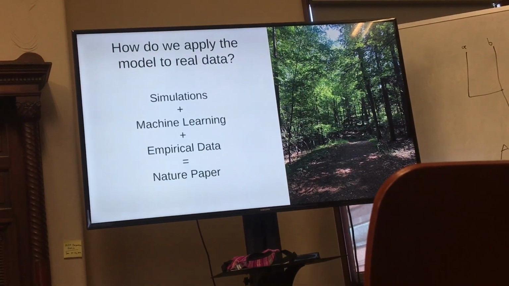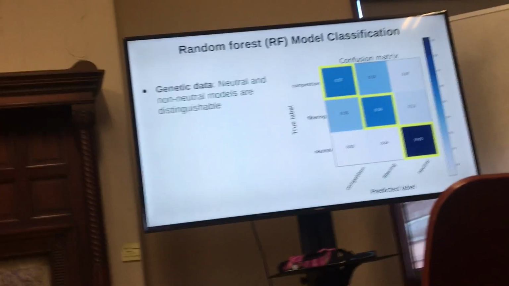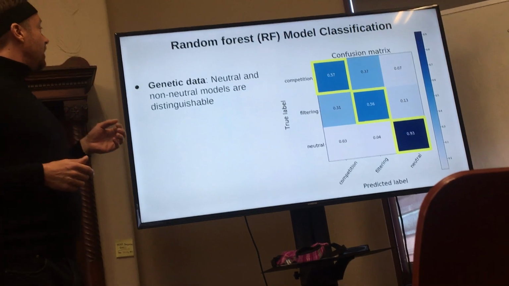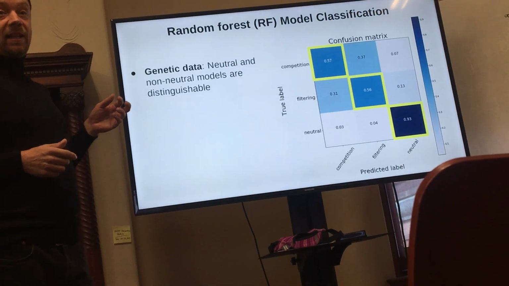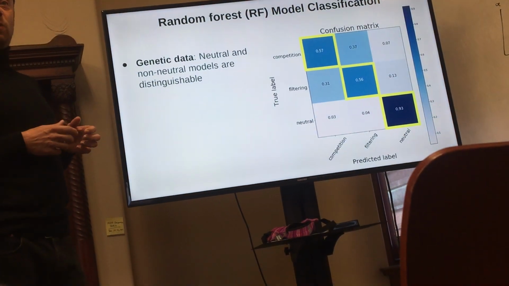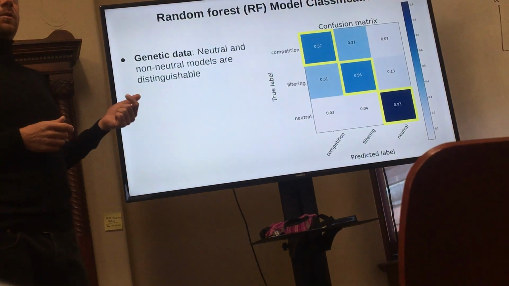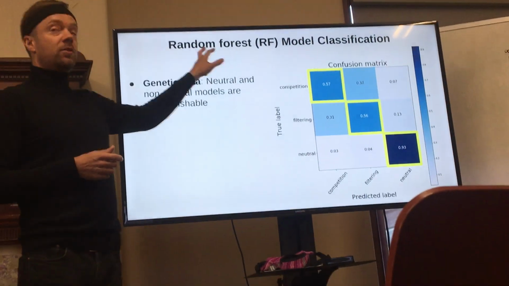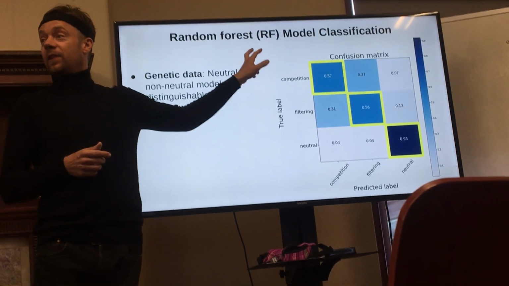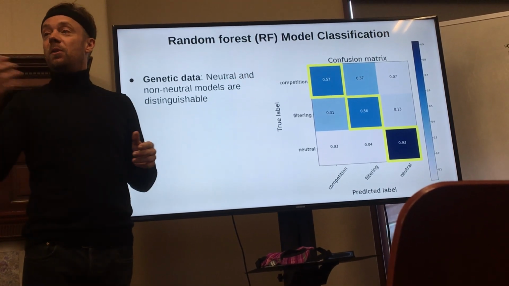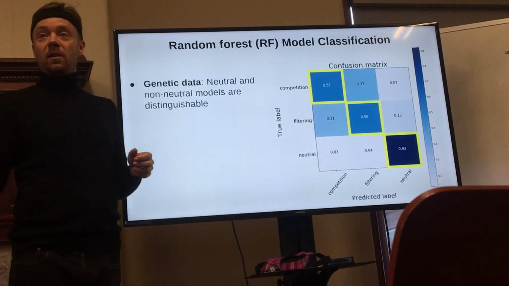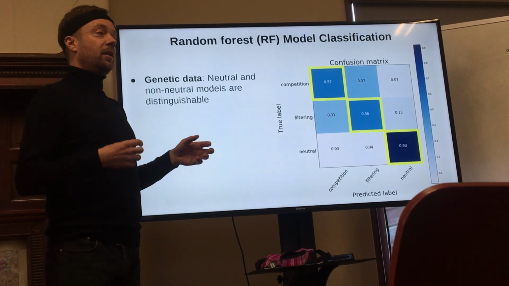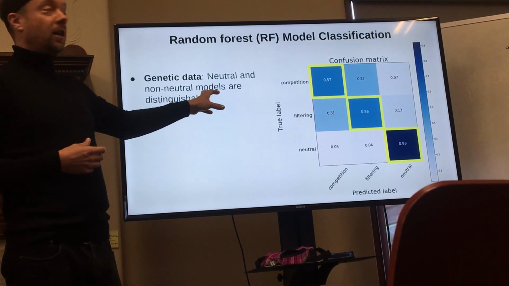Okay, so now what can we do with this? First of all, we want to ask: using genetic data alone, can we distinguish between neutral models, filtering models, and competition models? We used a random forest classification process where you generate a bunch of simulations, you know what model you generated your simulations with, you train the random forest, and then you interrogate it with simulations that you didn't train it with.